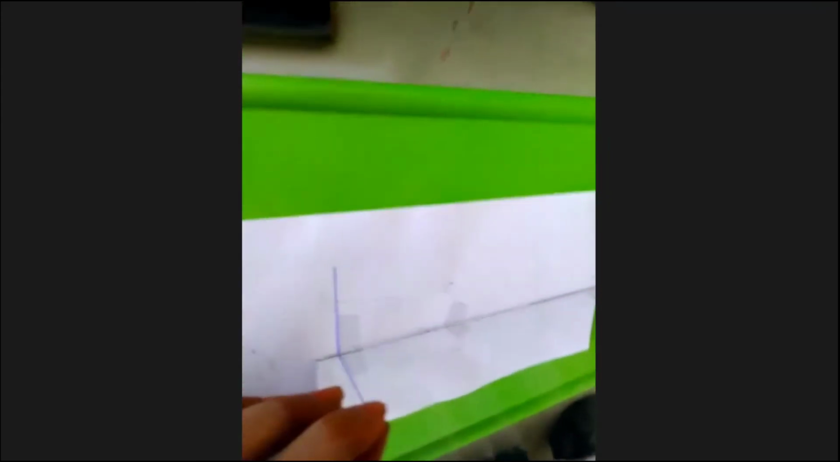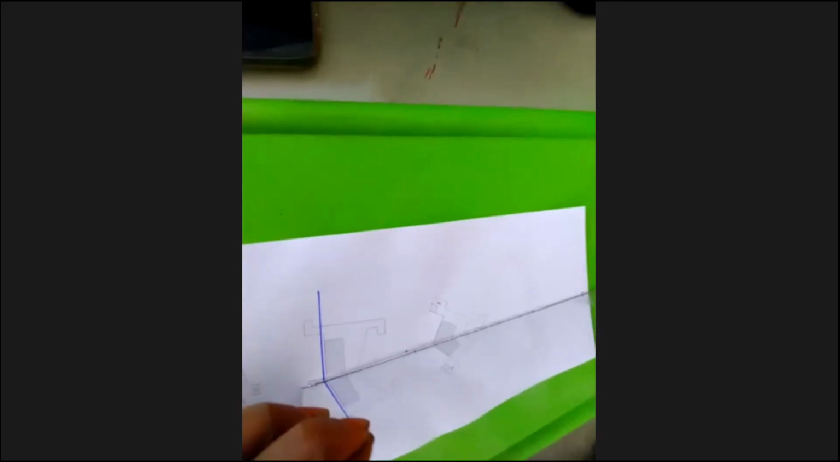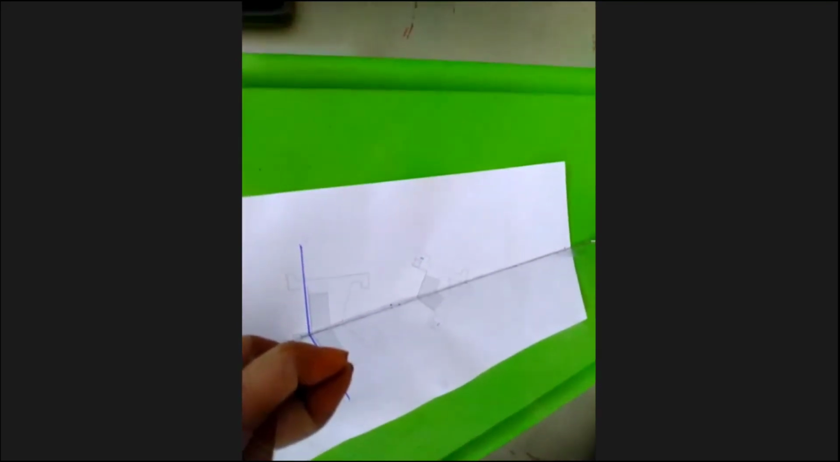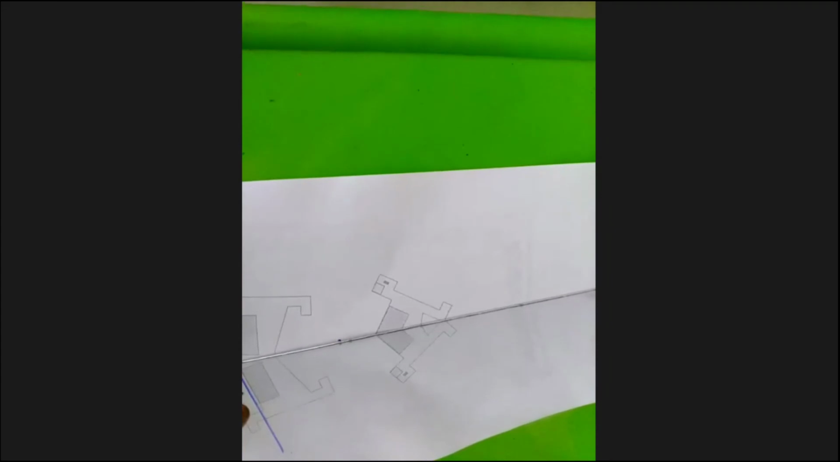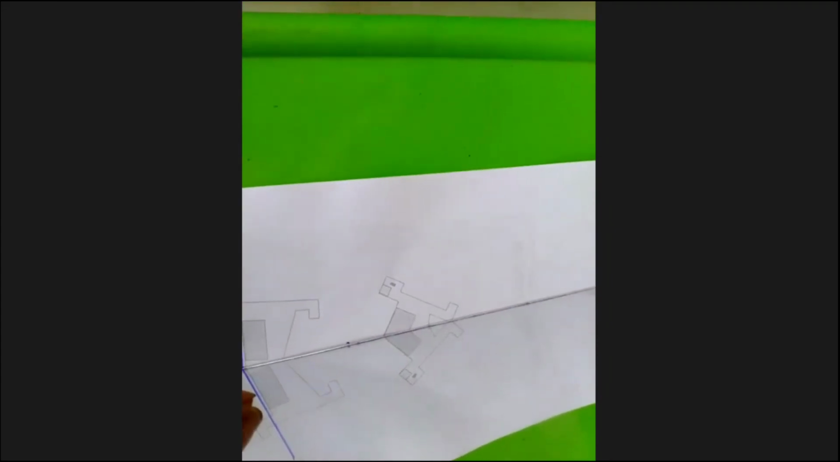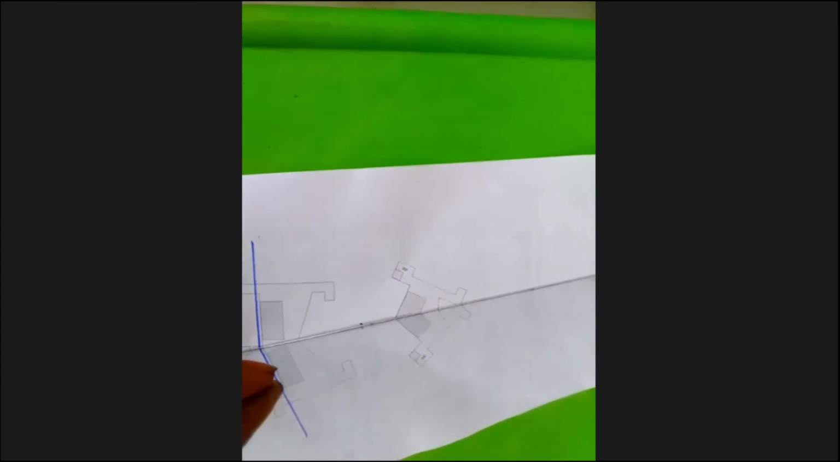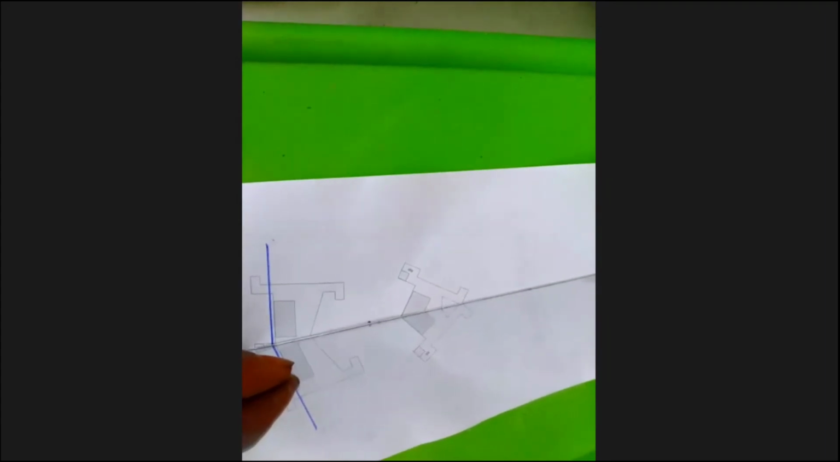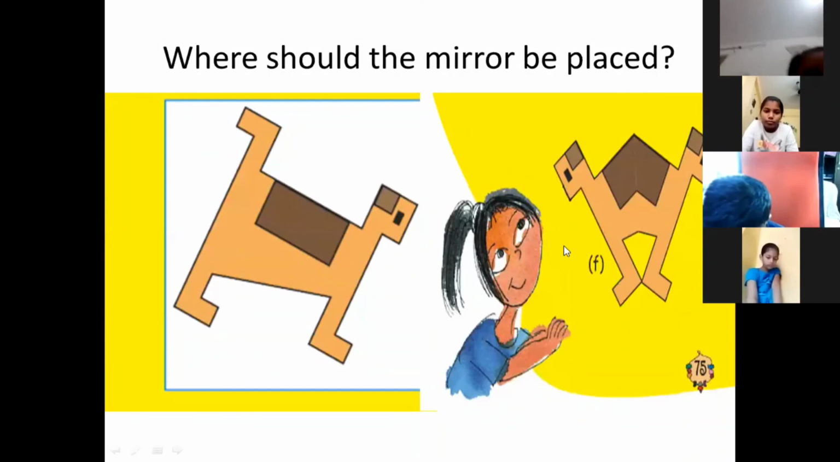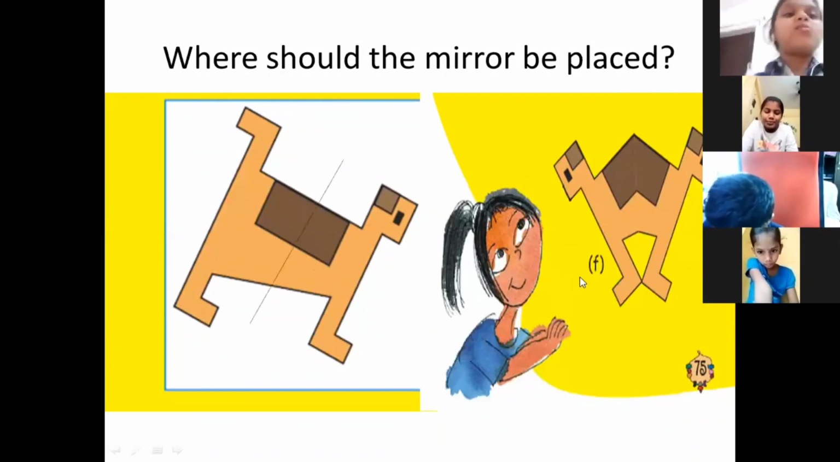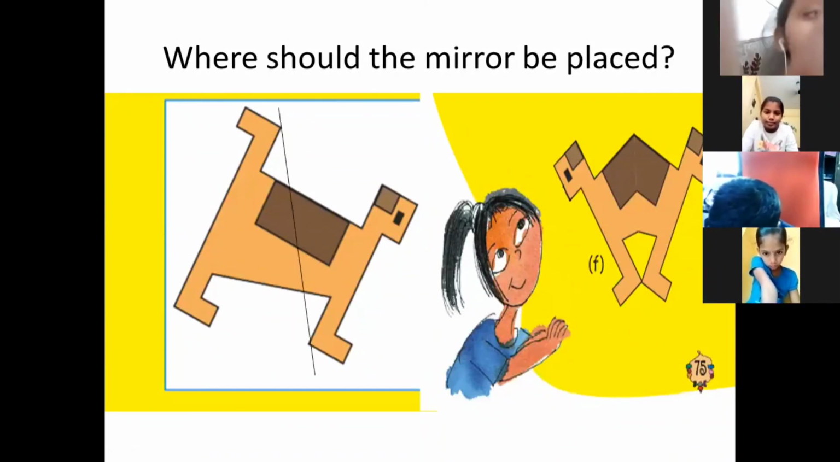Now I am reversing the mirror. Check it now. Yes, ma'am. Yes, this is the required mirror image for us. So we have to place the mirror like this, so that we can get the required mirror half. So where we have to keep the mirror? Like this we have to keep the mirror to get the picture.